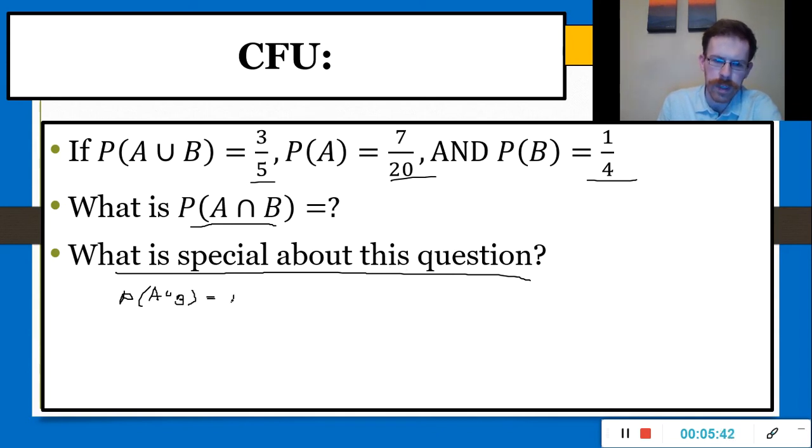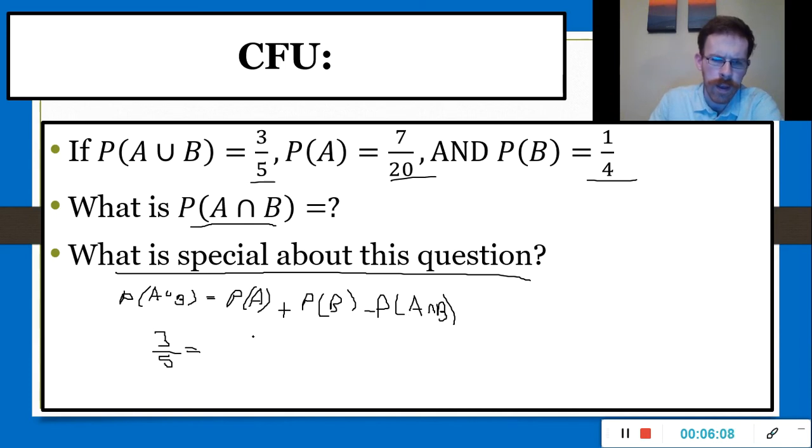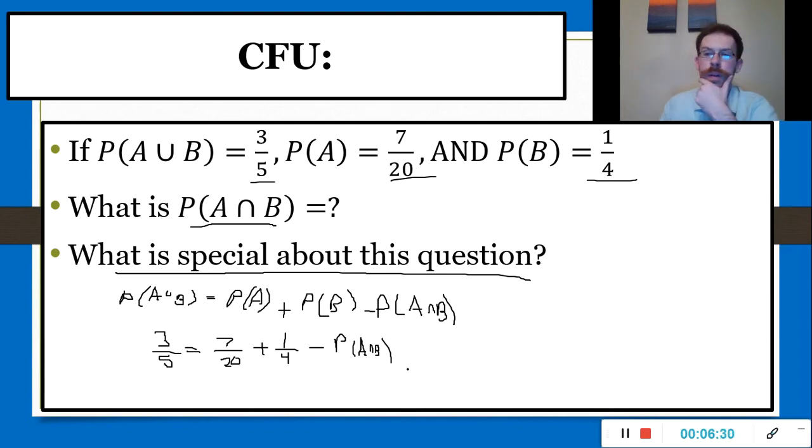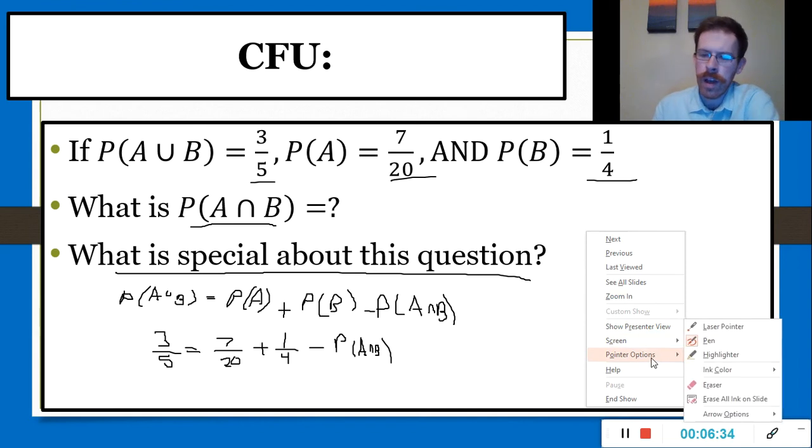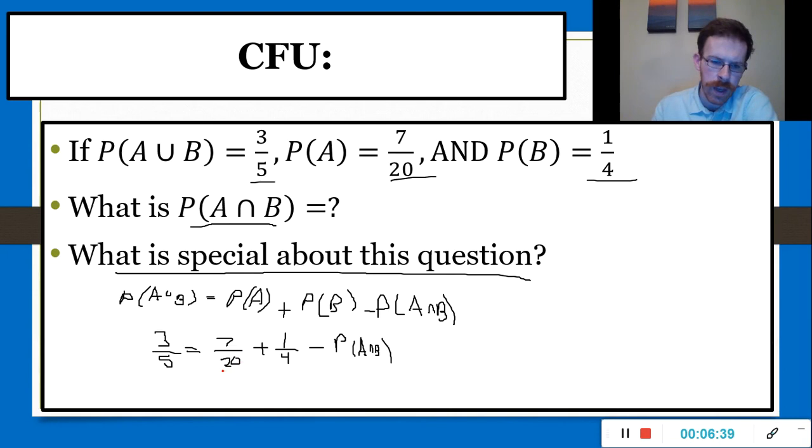If we know that the probability of A union B is equal to the probability of A plus the probability of B minus the intersection, we know that the union is 3 over 5, A is 7 over 20, B is 1 over 4, and this is something, so I'm just going to keep it as the probability of A intersect B. One thing we probably want to do here is try to get a common denominator, because then we will be able to put all of these together without any difficulty.